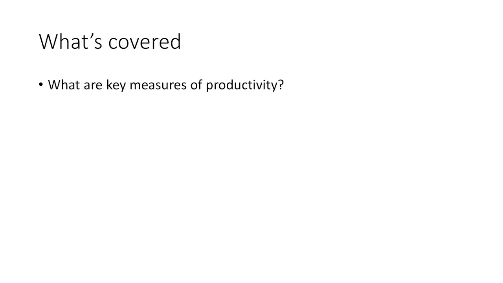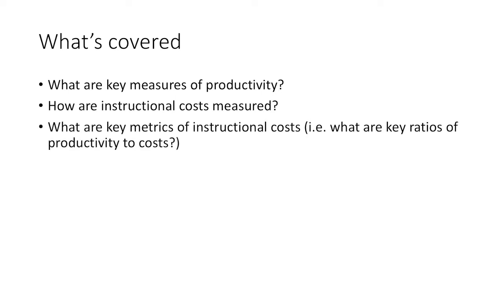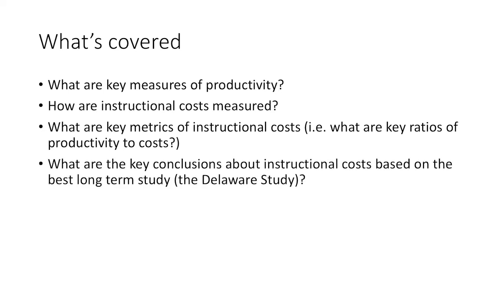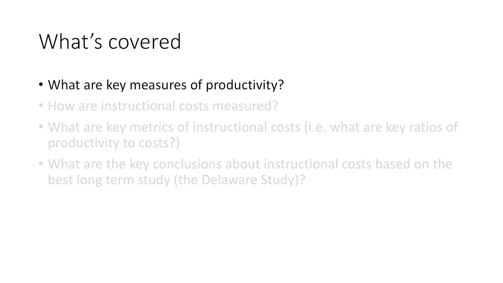So in this whole section over 3 lectures, we're going to be talking about key measures of productivity. We're going to talk about how instructional costs get measured, what are key metrics of those instructional costs, and what are key ratios. Then we're going to talk about what we have learned through a prolonged study of academic or instructional productivity. And there we're going to talk specifically about something called the Delaware study, which is the longest and largest study to date on productivity. In this first lecture, we're going to focus especially on the key measures of productivity.